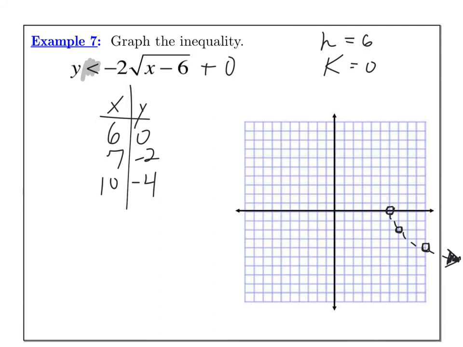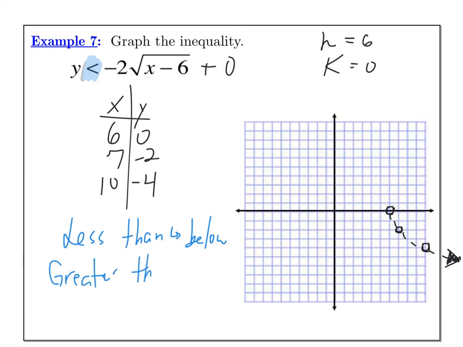Okay. Now, because we are shading below the graph, the inequality symbol is less than. Less than means below. Shade below the graph. Greater than means above. So let's shade. We're going to shade below.